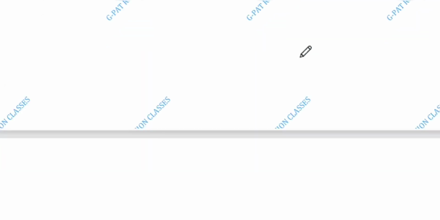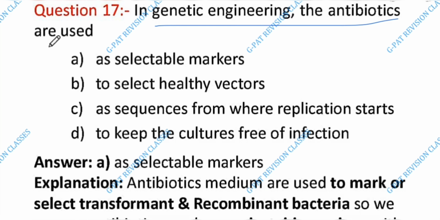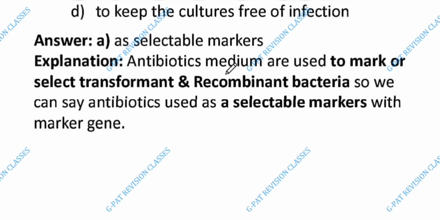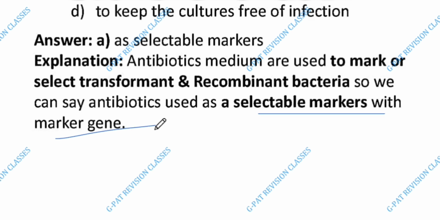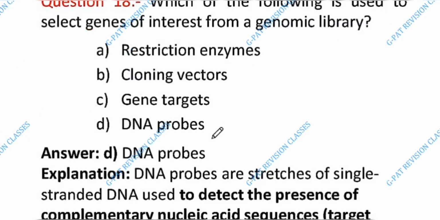Next is question number 17. In genetic engineering, antibiotics are used? The answer is A, as selectable markers. The explanation is: antibiotic medium is used to mark or select transformant recombinant bacteria. So we can say antibiotics are used as selectable markers with a marker gene. The answer is A.